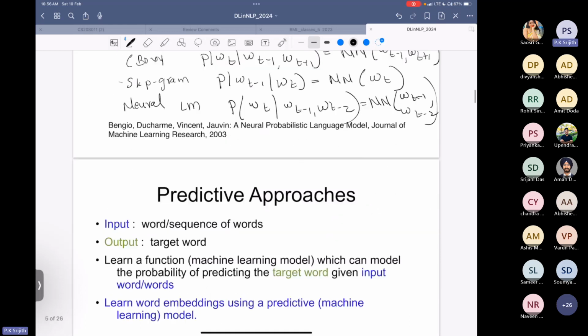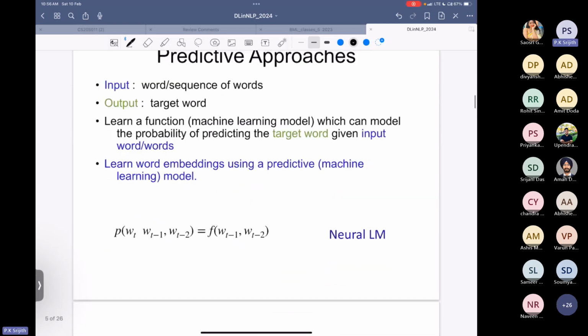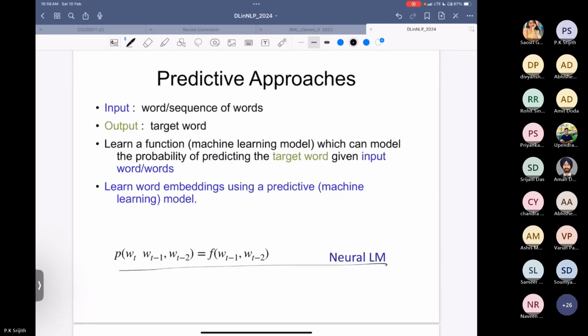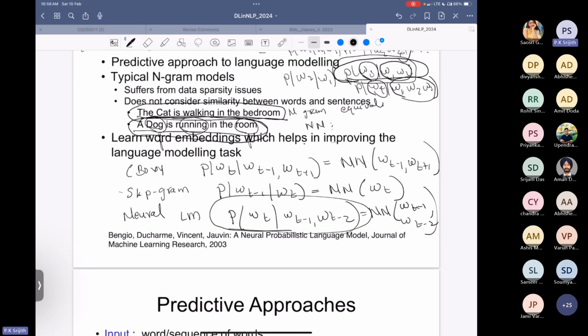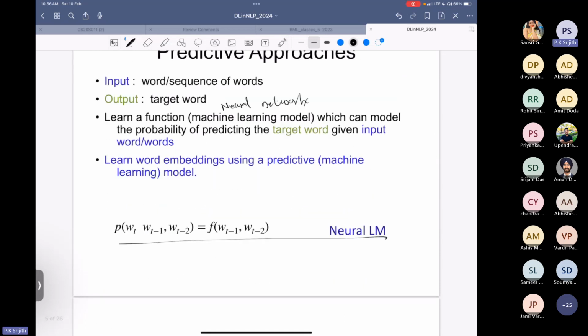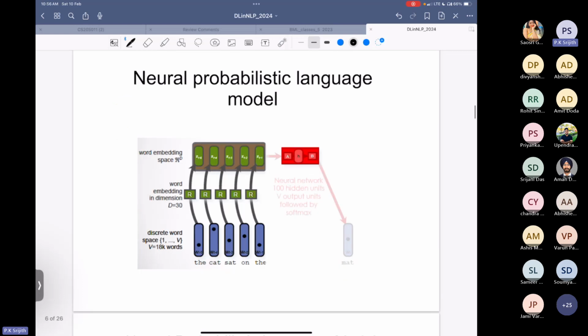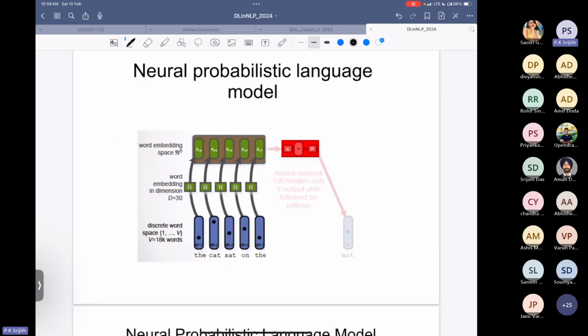Yeah, so now this is the task that neural language modeling is trying to solve. It tries to simultaneously learn a function, basically a neural network, which can model this probability P of W_t given W_{t-1} and W_{t-2}, as well as learn a word embedding, a vector representation for words. And we'll see how it does this.